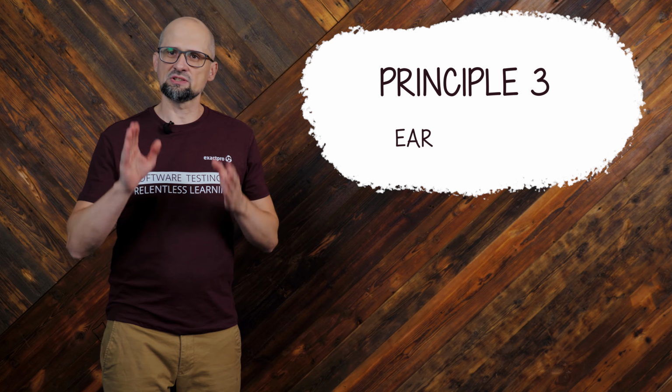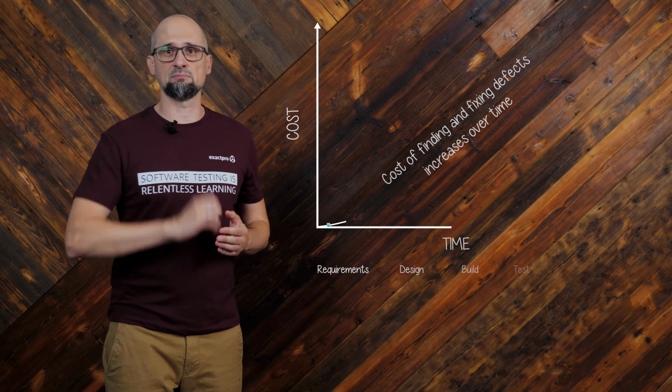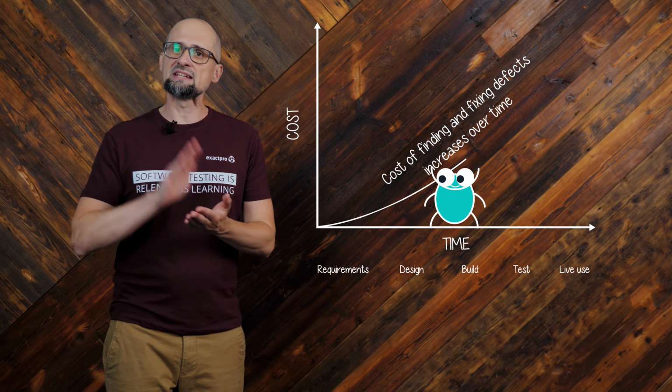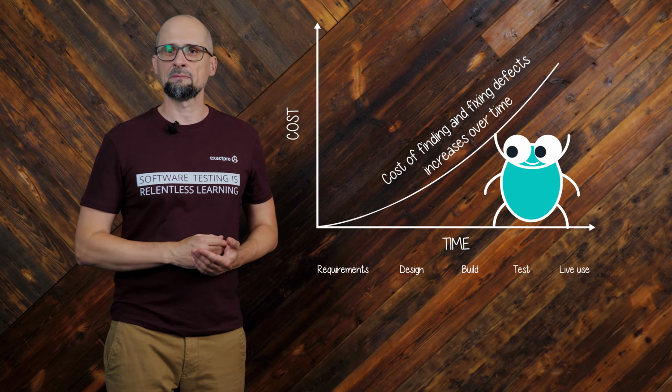Principle 3. Early testing. Testing activities should start as early as possible in the software development lifecycle and should be concentrated on predefined objectives. The reason for that is very simple, and we cannot stress its importance enough. The earlier we find a defect, the cheaper it is to fix it.